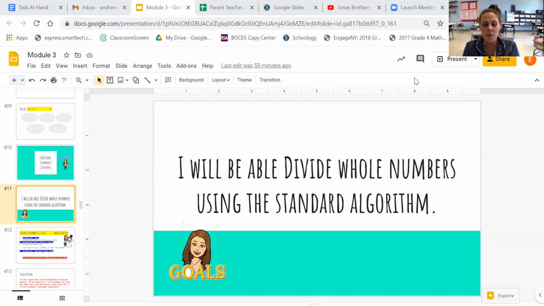Boys and girls, today we are going to continue to focus on dividing. We're going to divide whole numbers and we're going to focus on the standard algorithm. So this is just the simple steps that we follow.